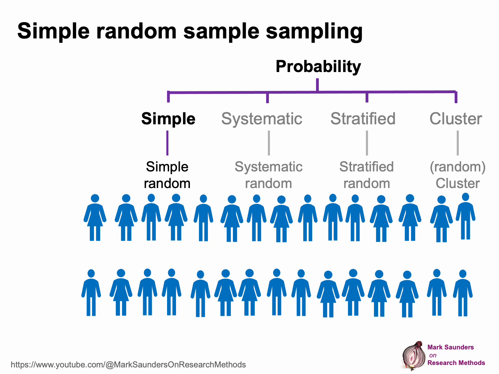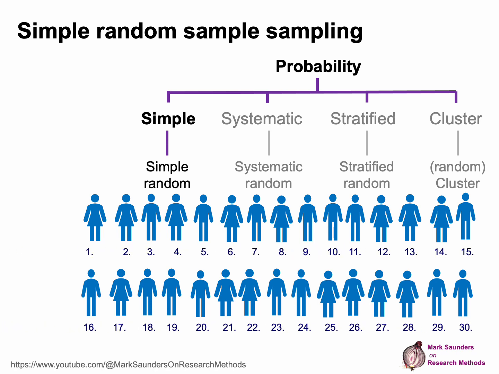So the first thing we do is we number all the people in our sampling frame. And once we've done that, we use random numbers generated probably by a spreadsheet to select our sample. Now in this case, we're going to select a third of our population as the sample. And as we have 30 people here, we need to have 10 random numbers.